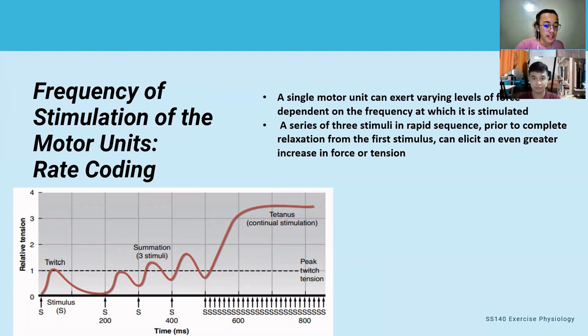Weaker motor units are recruited first. Stronger motor units are progressively added as more force is required. When all motor units are activated simultaneously, the muscle generates its maximum contraction of force.